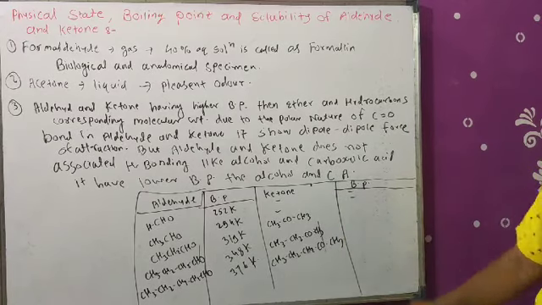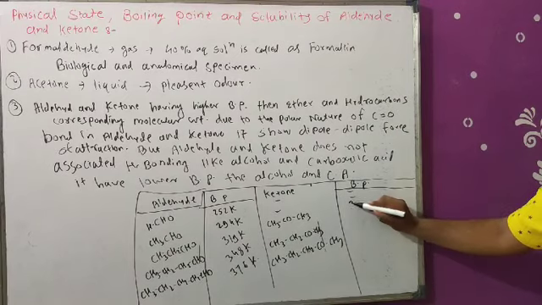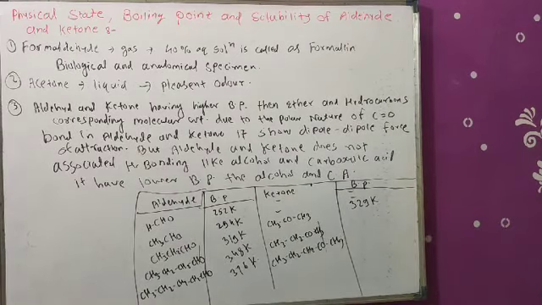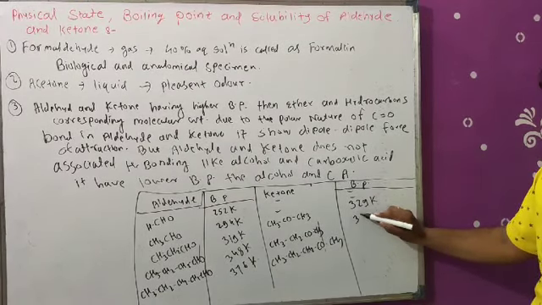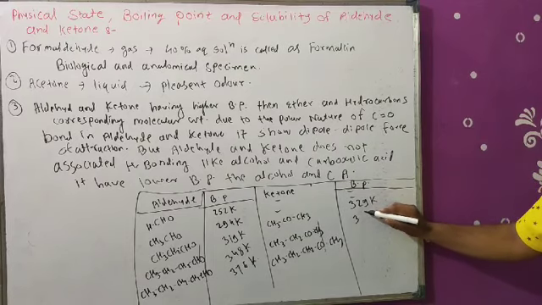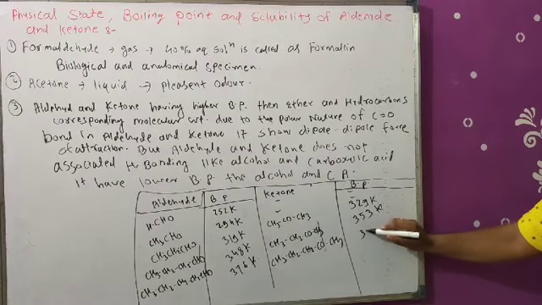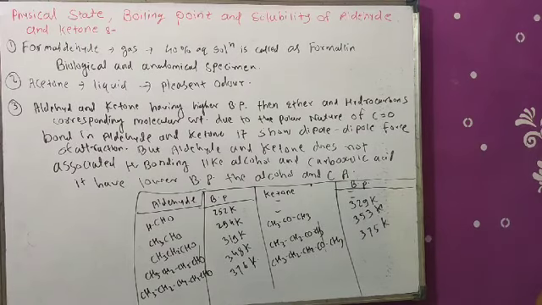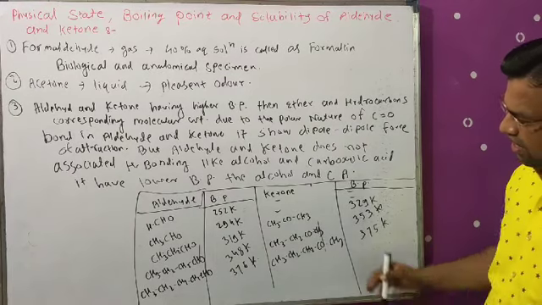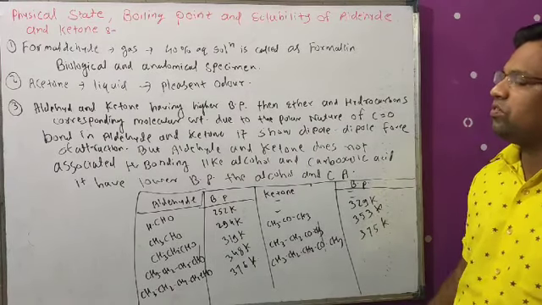Now the boiling points of these ketones: first, second, third. Propanone, that is acetone, is formed in a liquid state at room temperature, therefore it has a boiling point of about 329 Kelvin. Then next is butanone, which has a boiling point of about 353 Kelvin. And last is pentanone, which has 375 Kelvin. Okay, now see here, if you look at the structures, the boiling point increases as the molecular weight of aldehyde and ketone increases. So this is our third point.